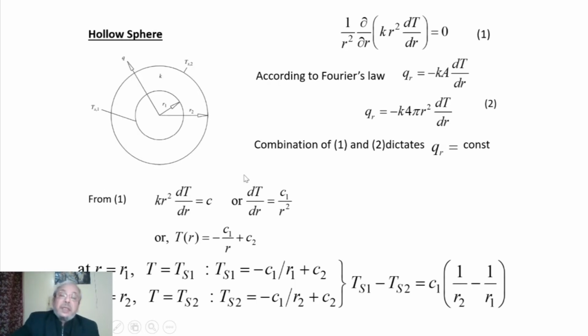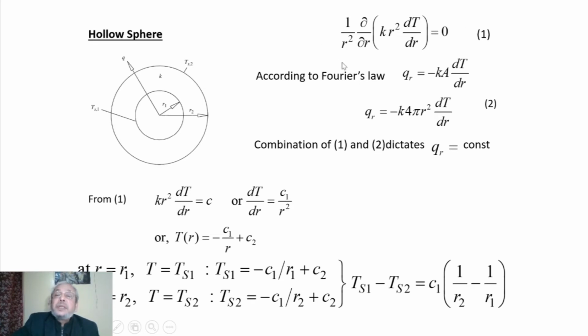Now let us consider a hollow sphere. We have already done the hollow cylinder. This is a hollow sphere. At R equal to R1, its temperature is TS1. At R equal to R2, its temperature is TS2. Again, this is also a radial geometry, but it is spherical polar, not cylindrical polar. We have done cylindrical polar, and this is spherical polar.